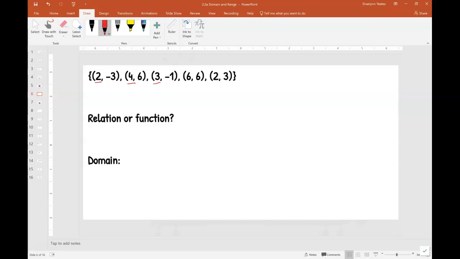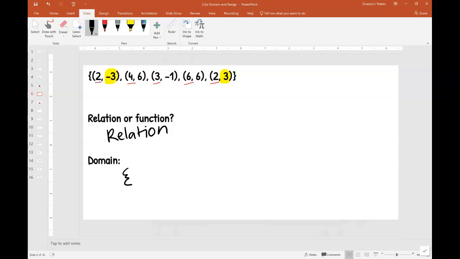So we're going to take a look at these. So it's 2, 4, 3, 6, 2. You know my 2 repeats. Let's see if it repeats the same number. So we've got -3 and 3. Didn't repeat to the same number. So this is just a relation, but we can still have a domain of a relation.